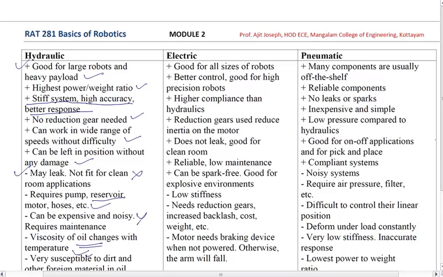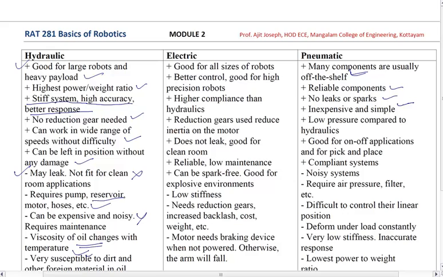Okay. Next, let us look at the pneumatic systems. The good thing is that most of the components are readily available off the shelf, and they are very reliable components. And because there is no oil and no electricity is used for working it, it has no leak or sparks. Generally it is inexpensive and simple. The systems are very simple.